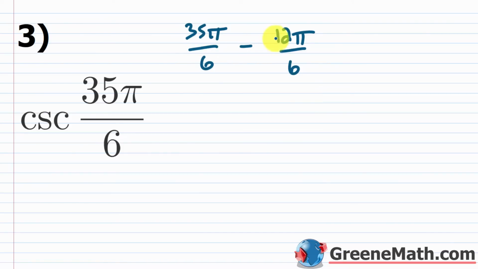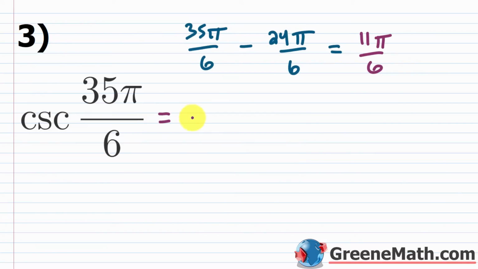Now you can eyeball that and see it's not going to work, right? 35 minus 12 is going to be 23. So that's not going to work. I'd have 23 pi over 6. What you need is something that's going to be less than 12 pi over 6. So let me subtract away another 12 pi over 6, and that's going to get you there. So basically I'm subtracting away 24 pi over 6, and that's basically me just subtracting away 4 pi. So this would be equal to now 35 minus 24 is going to be 11. So this is 11 pi over 6.